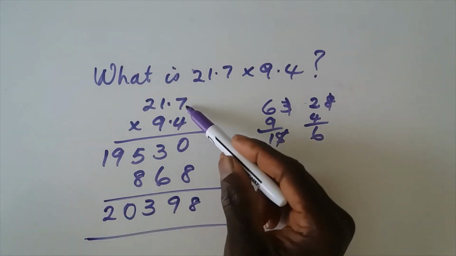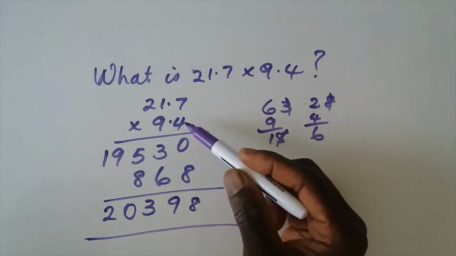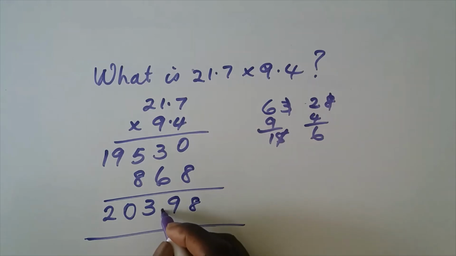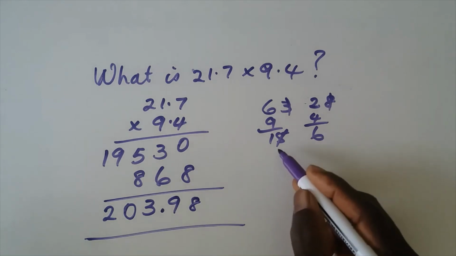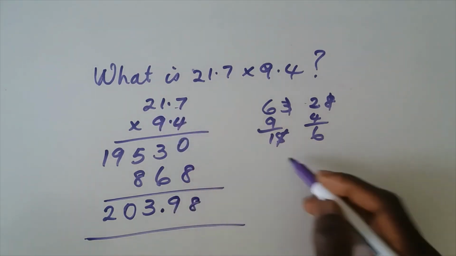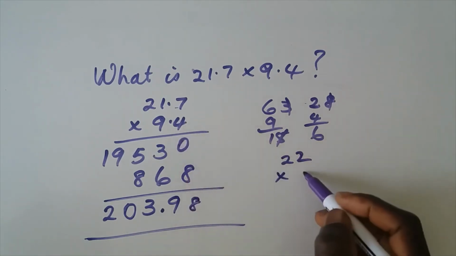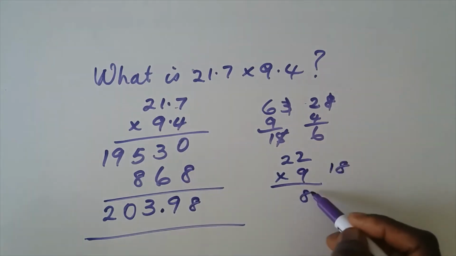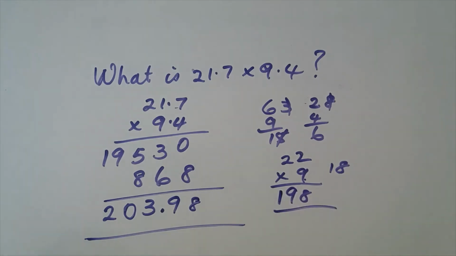We have 1 decimal place here, and we add it to this decimal place, which is 1. We'll have 2 decimal places. So our answer is 203.98. We can quickly make a check. If we round this up to 22, multiplied by 9, we round this down to 9. 9 2s are 18 and 1 is 19. 198, which is a good rough check.